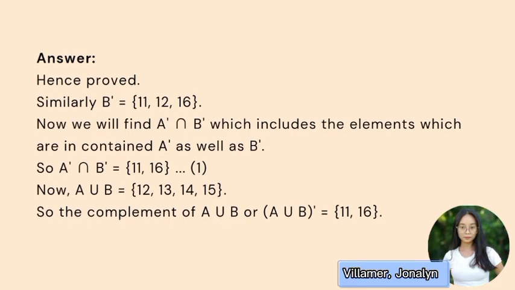Now, A union B is the set of elements 12, 13, 14, and 15. So the complement of A union B is the set of elements 11 and 16.